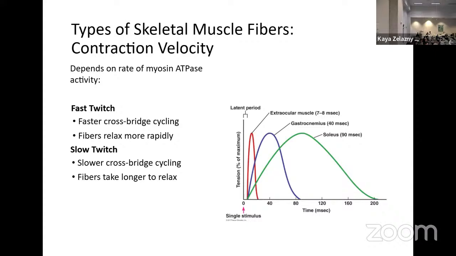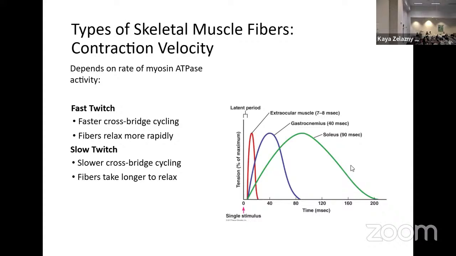Okay. So in a fast twitch fiber, here's what it does, right? It can cross-bridge cycle faster, which means it can contract faster, and it's going to relax faster. Okay. A slow twitch fiber is the opposite. So that slower contraction is because we have a slower form of myosin molecule, basically. So that enzymatic function on the myosin molecule is a little bit slower. So this is going to be a slower contraction and a slower relaxation.